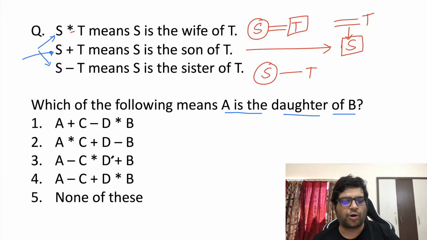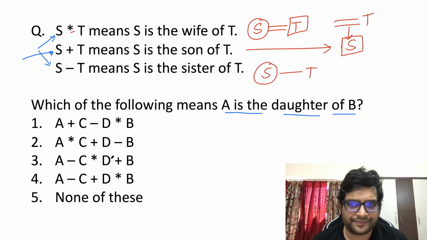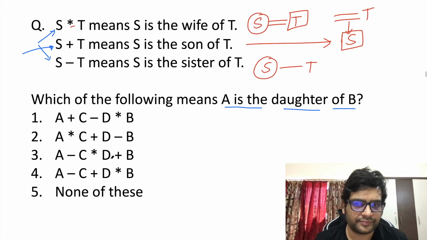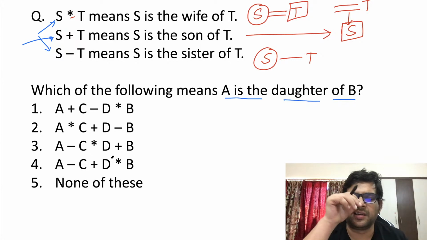A is the daughter of B. That is what I need to find out. A is the daughter of B. How do I find this out? Shashank says it is 4. Any other answers? Anyone other than Shashank giving any value?